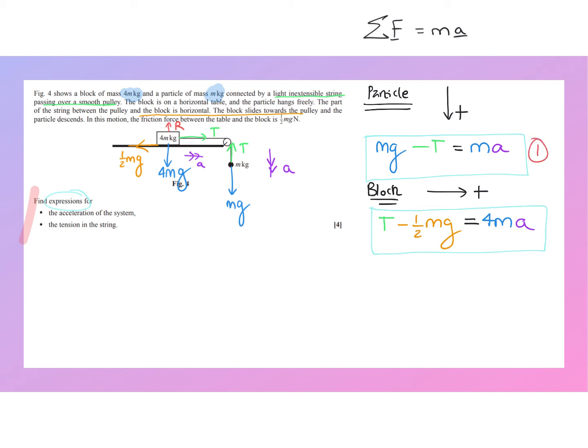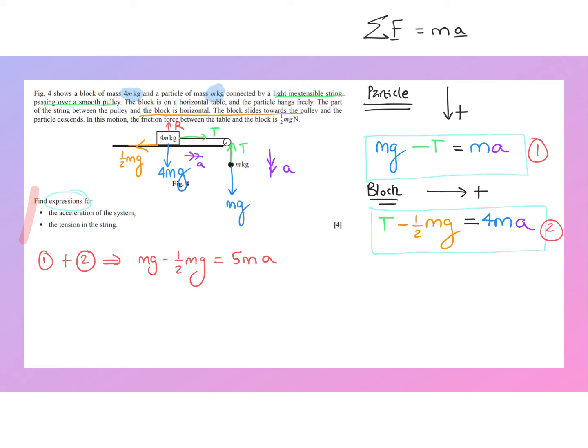If I call this equation 1 and this equation 2, equation 1 plus equation 2 is going to give me mg minus a half mg. I'll write that down for the moment and simplify it. On the left-hand side, T and negative T obviously cancel. On the right-hand side, 5ma.